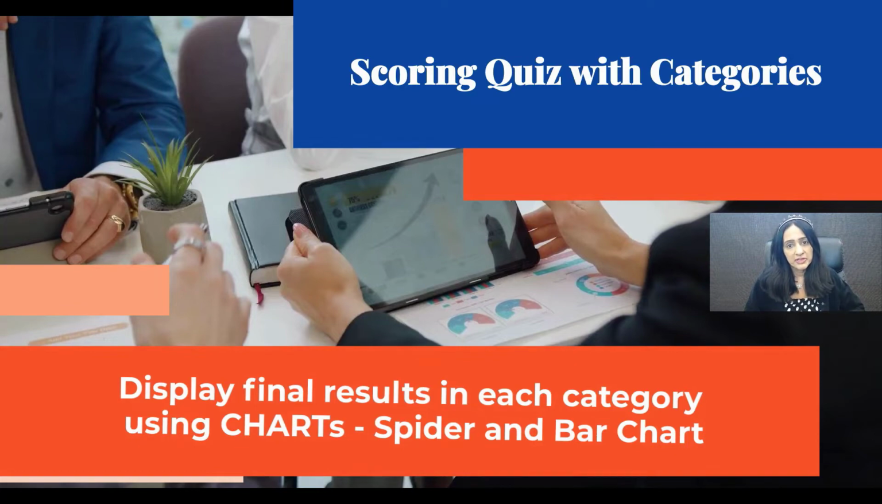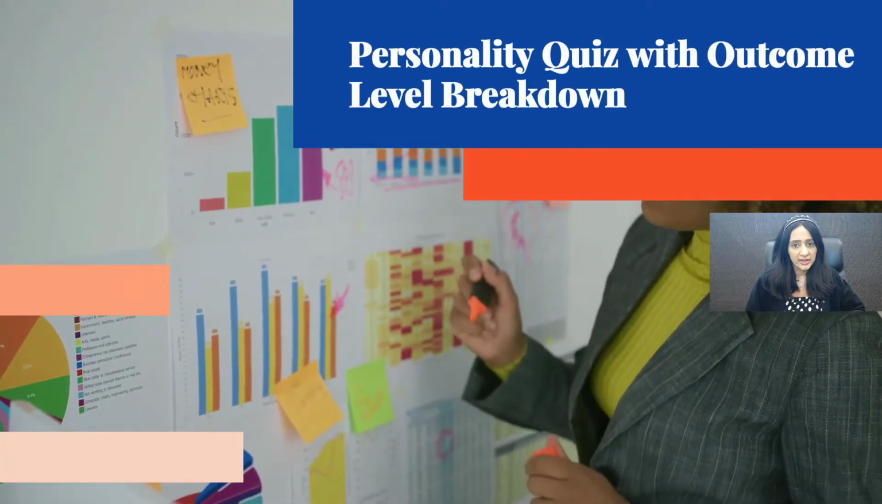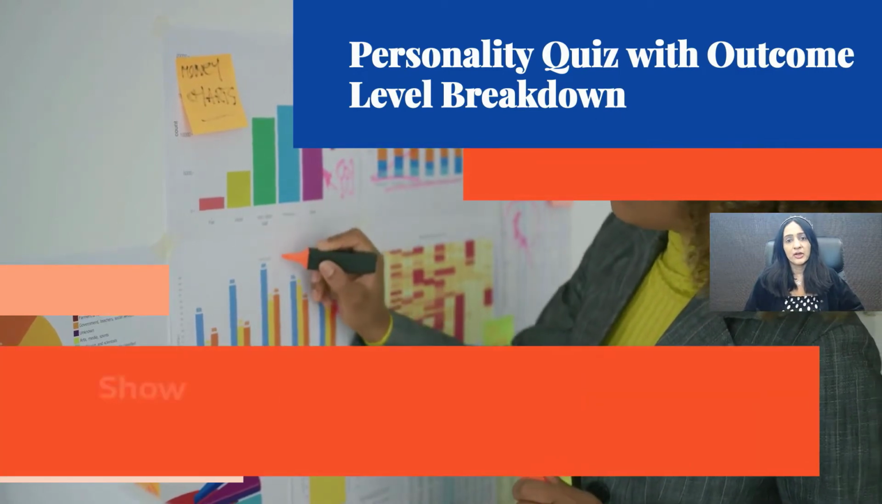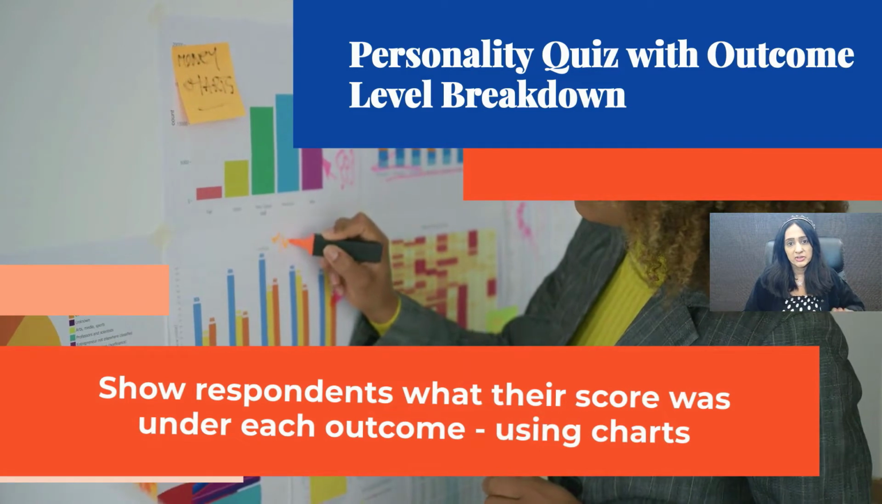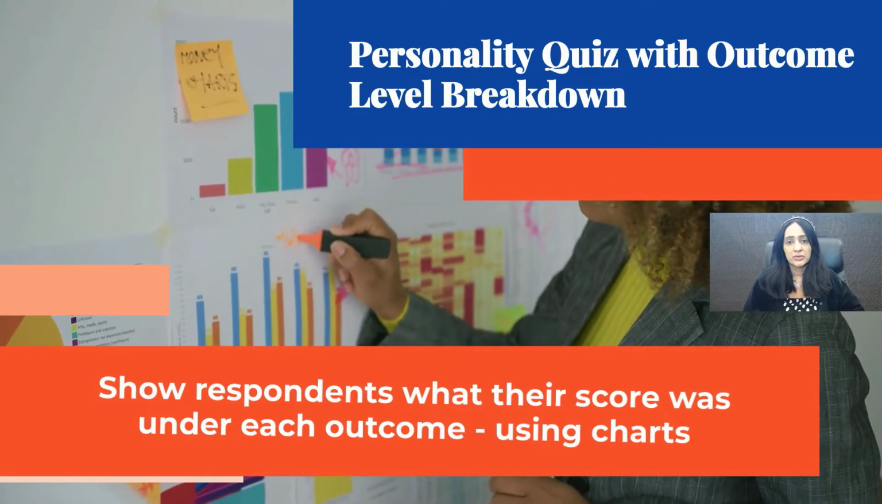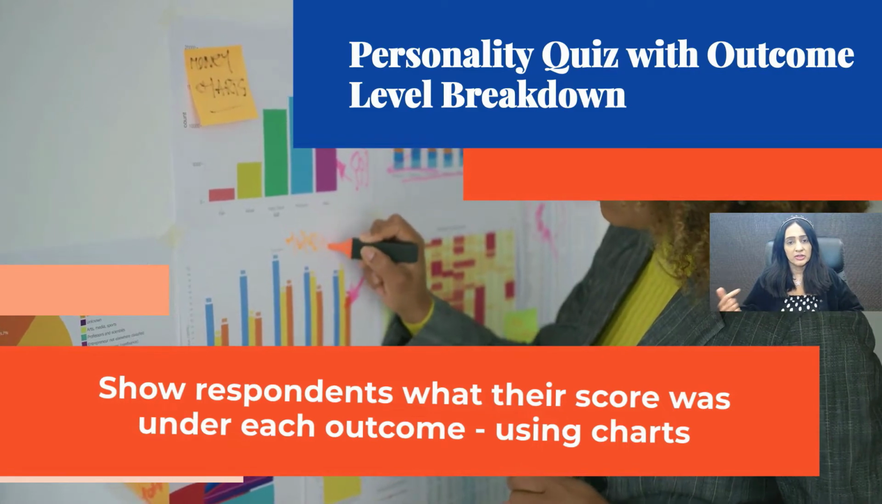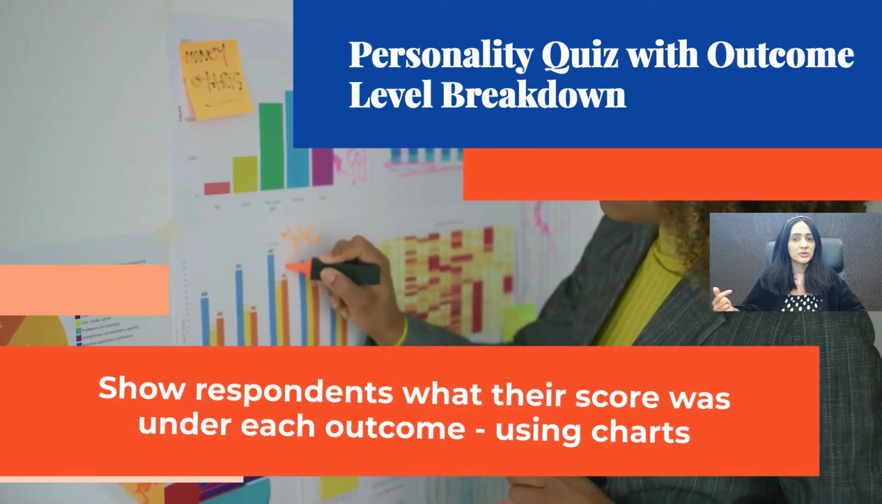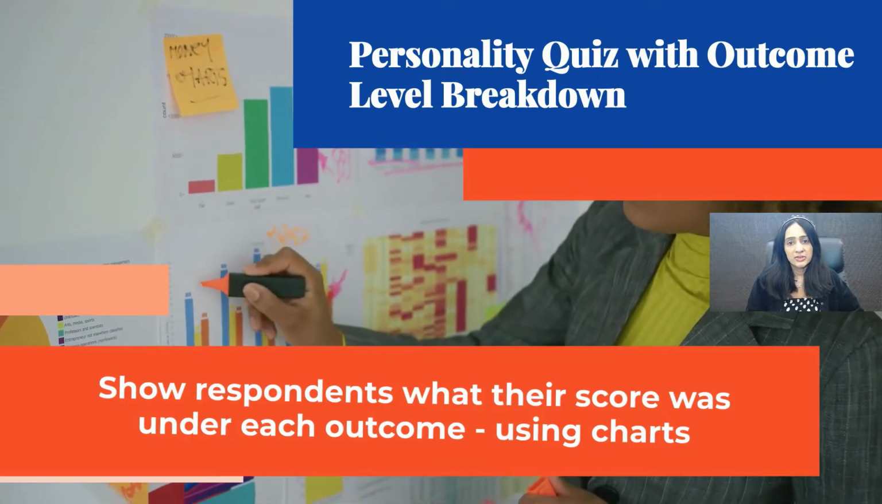Similarly, if you have a personality quiz with different outcomes and you want to display the outcome ranks in the form of a chart on the final outcome screen to the participants to show them how they did and what their score was under each outcome, you can do that too. You can configure SQB to display outcome level breakdown in the form of a bar chart or a spider chart, or both if you want, on the final outcome screen to your participants.